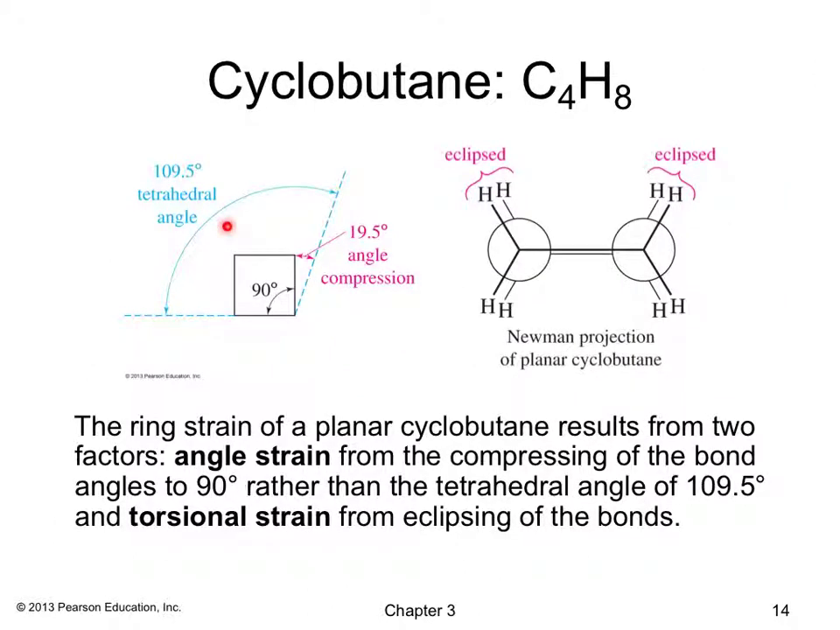Cyclobutane, again, the ideal is 109.5 in a tetrahedral angle. In the case of cyclobutane, it's 90 degrees, so there's a 19.5 degree angle compression. When we look at a Newman projection of cyclobutane, they are eclipsed, in fact. So there's angle strain due to 90 degrees, and there's torsional strain due to the eclipsing bonds in cyclobutane.